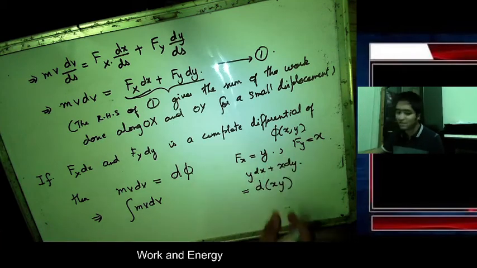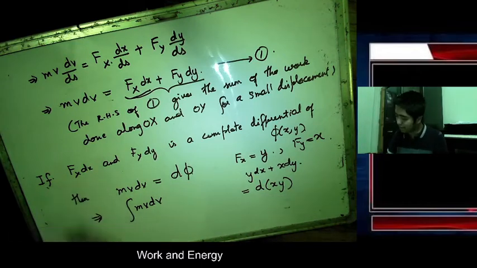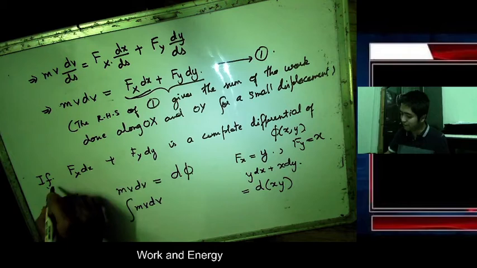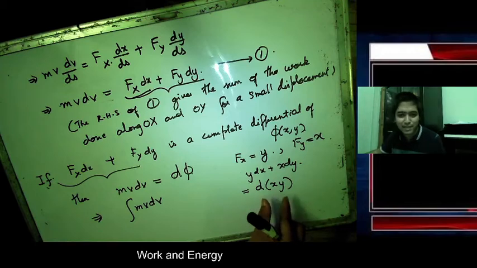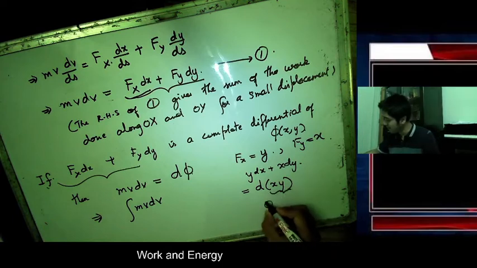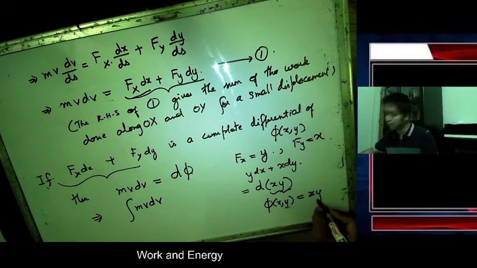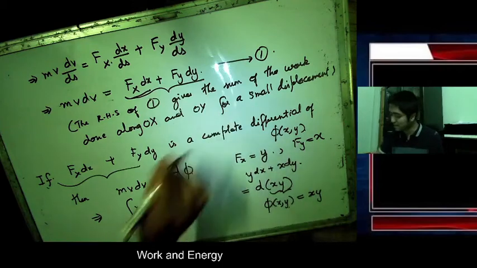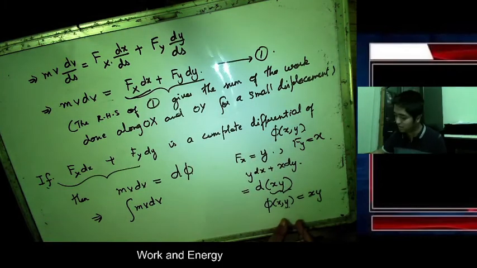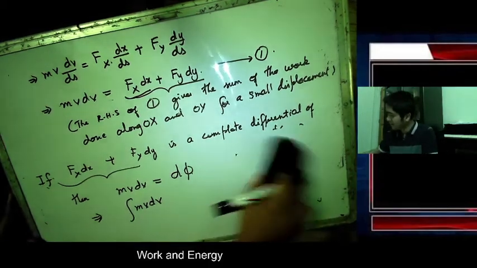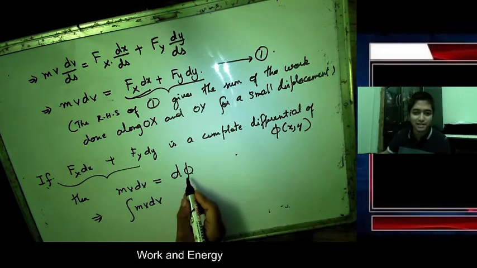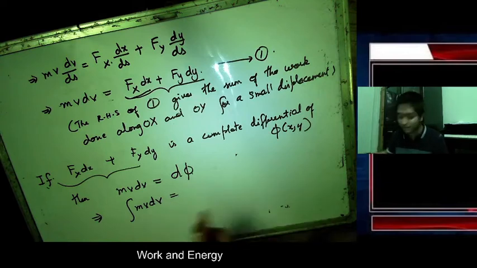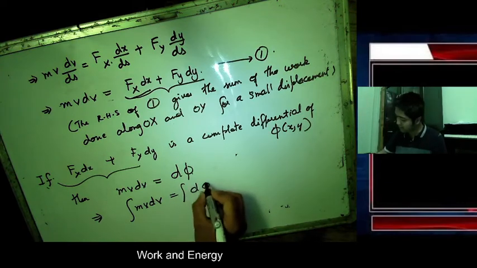So sometimes this may happen. This is what I have written over here. If Fx dx plus Fy dy is a complete differential, by complete it means it will be an exact differential, we can write it as d(xy). So over here phi(x, y) is equal to xy, just as an example. If it happens, then we can write it as d phi only, just like the example I had given. So we can just integrate this one.